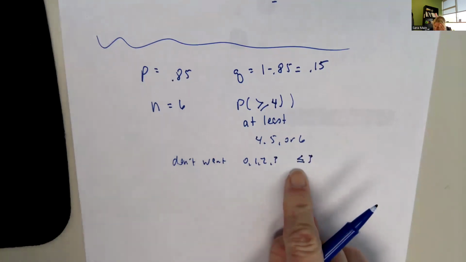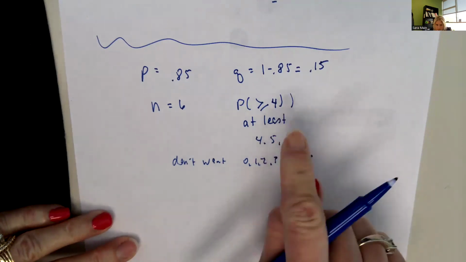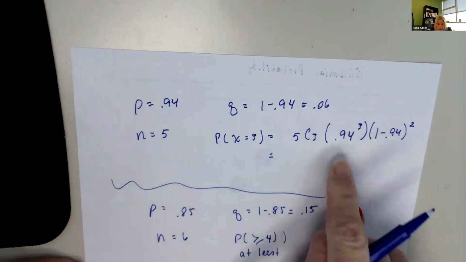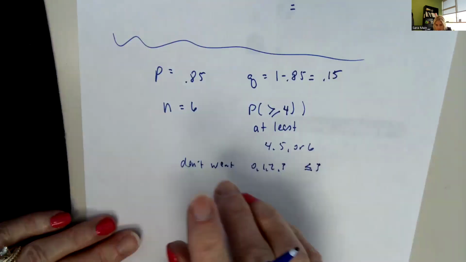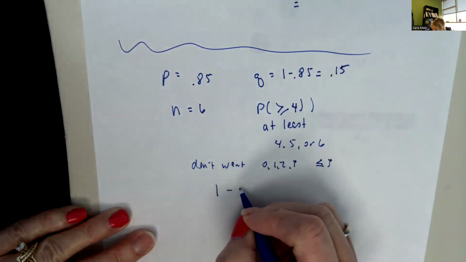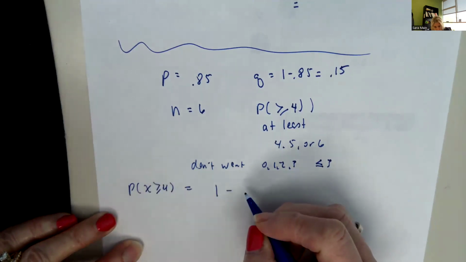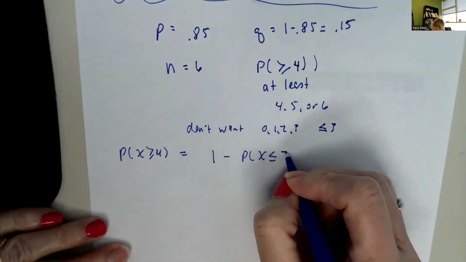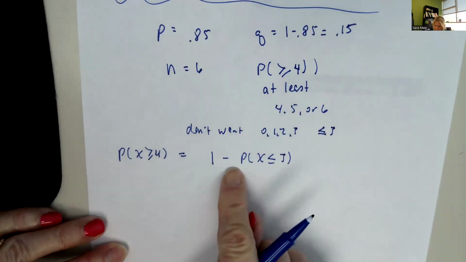So we're going to use the less than or equal to in ALEKS to get my same answer of 4, 5, or 6. You could use the formula we used up here and find 4, then find 5 and add it, then find 6, which would take a while. Or you could just say 1 minus: the probability that X is greater than or equal to 4 is equal to 1 minus the probability that X is less than or equal to 3. So 4 or more is the same as 1 minus 3 or less.